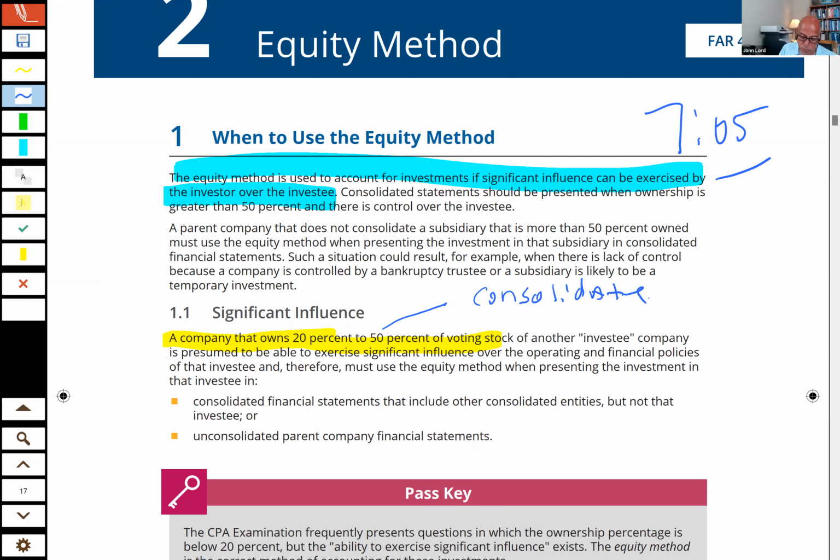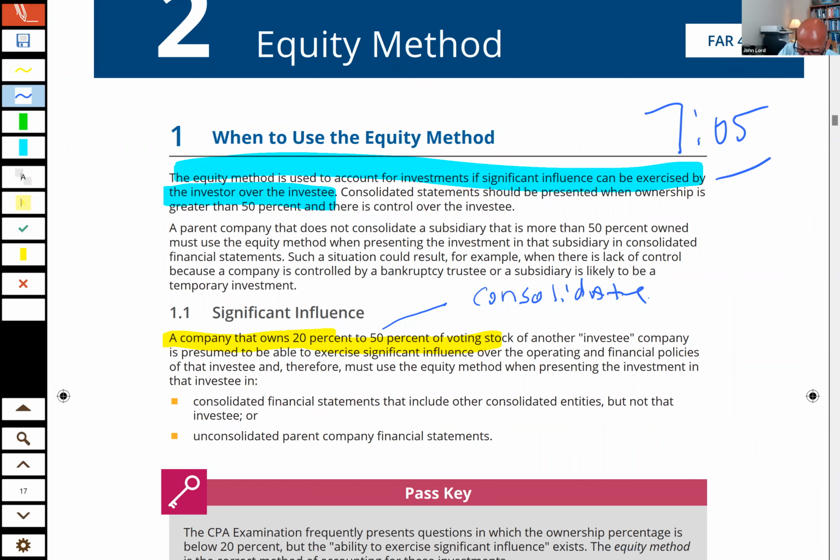So if we're at 19.999999999%, we're using fair value through net income. You cross over to 20%, you use what? You use the equity method. You go to 50.00001%, you start consolidating. Okay.